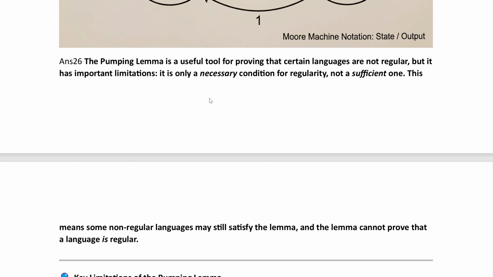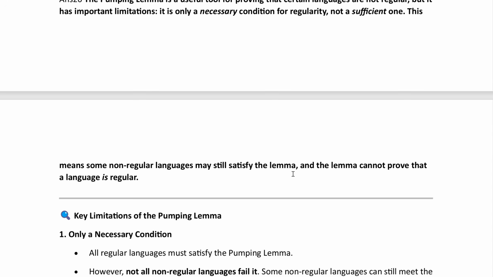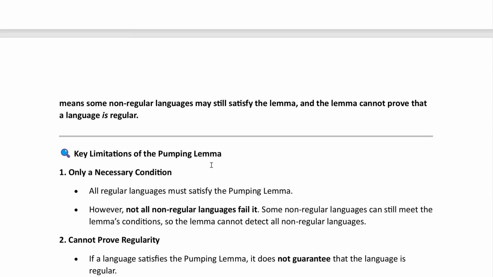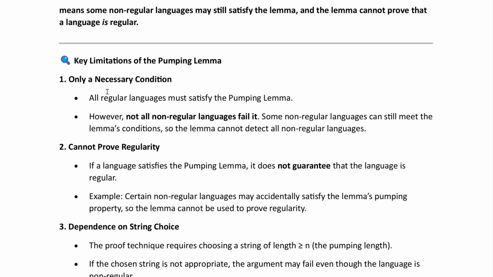Pumping lemma is a useful tool for proving that certain languages are not regular, but it has some limitations. What are the limitations? It is only a necessary condition for regularity, not a sufficient one. So this means some non-regular languages may still satisfy the lemma, and the lemma cannot prove that a language is regular. So what are the key limitations of the pumping lemma? First limitation is that it is only a necessary condition. All regular languages must satisfy the pumping lemma. However, not all non-regular languages fail it. Some non-regular languages can still meet the lemma's conditions, so the lemma cannot detect all non-regular languages.